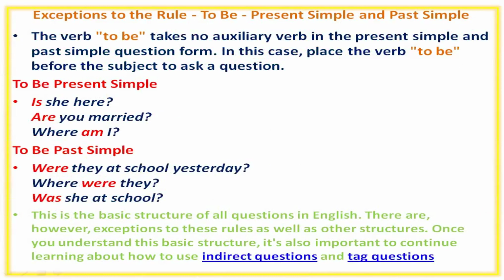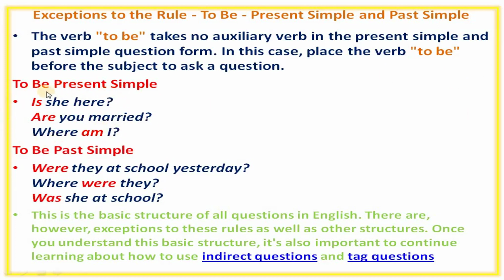Exception to the rule: to be forms, present simple and also past simple. The verb to be takes no auxiliary verb in the present simple and past simple question form. In this case, place the verb to be before the subject to ask a question. So according to these statements, here are some examples. To be, present simple: Is she here? Are you married? Where am I? So these are the examples.